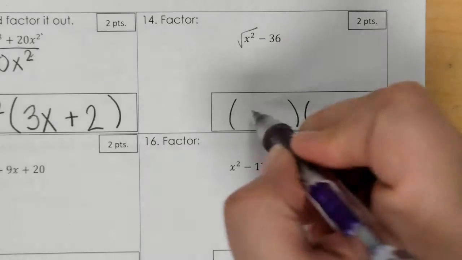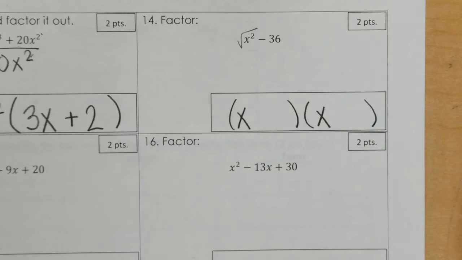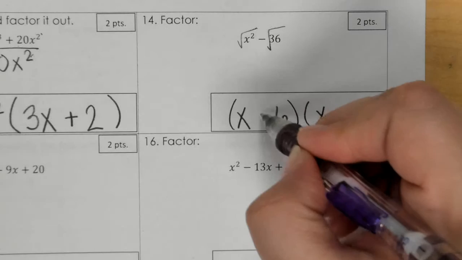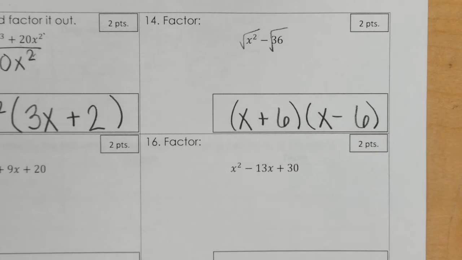The square root of x squared is just x. The square root of 36 is 6. And then you do a plus and a minus.